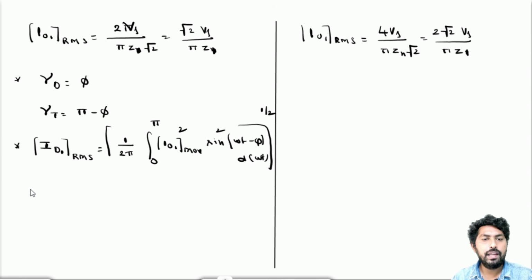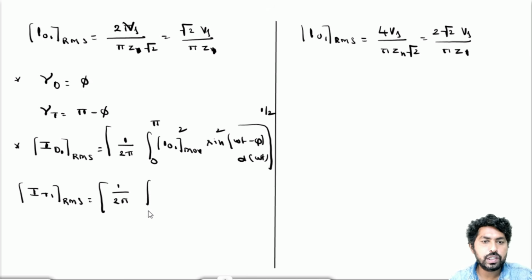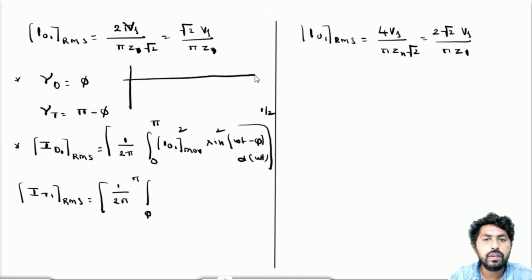Similarly, the IT1 RMS value. The RMS value of the fundamental thyristor current will be 1 by 2π into the integration, and we need to take the limits from φ to π, because the current would be like this. The load current is like this.